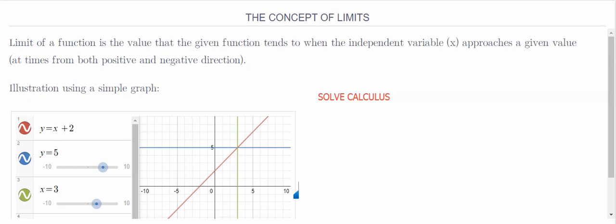For example, when you move from 10 to 3, the values of y will range from the highest value towards 5. When you move from 0 to 3, the values of y will start from around 2 towards 5. So the values of y are approaching a given value, which is specifically 5, as the values of x approach 3. So the limit of the function is the value that y approaches. For this case, our limit is 5.